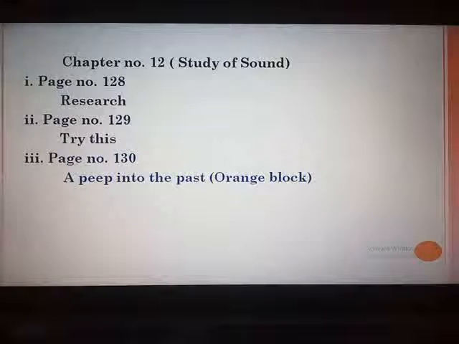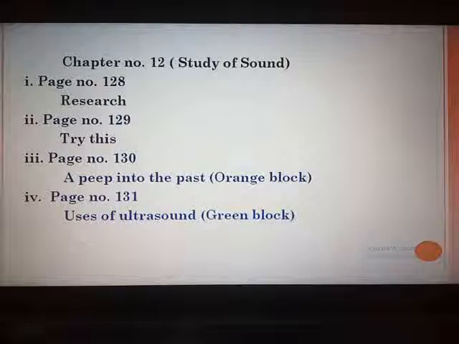Page number 131. On the top, a green colored block is there which includes uses of ultrasonic waves or ultrasound. Remove that block. Right below it you have the heading Reflection of sound. There you have an activity, Try this. Remove that activity.